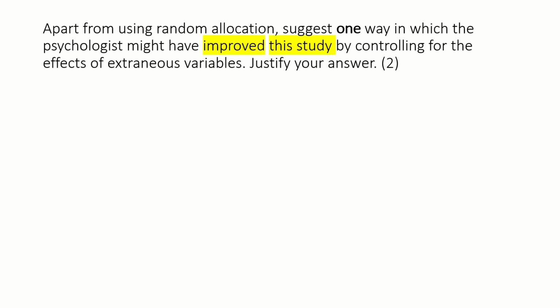Okay. Apart from using random allocation, suggest one way in which the psychologist might have improved this study by controlling for the effects of extraneous variables. Justify your answer. Improved is always about an evaluation point of strength moving forward, a really important one to remember. This study must be contextualised. So I'd like to read your answer now.